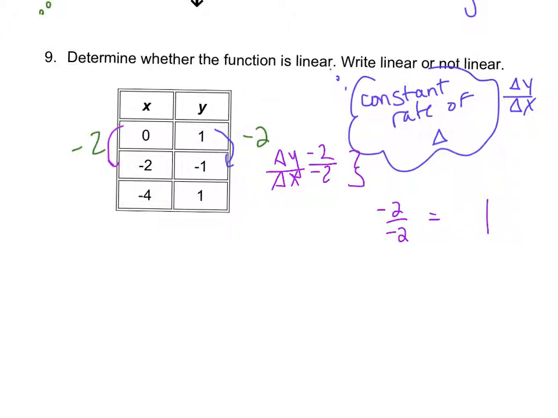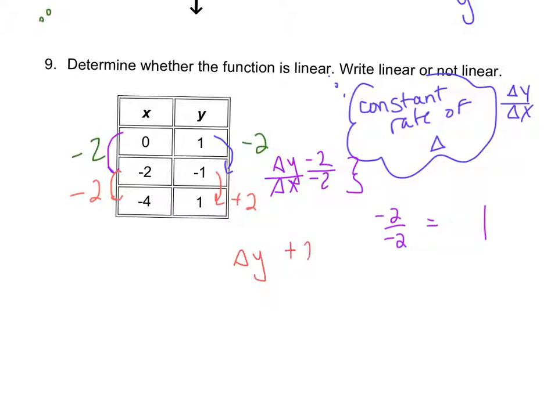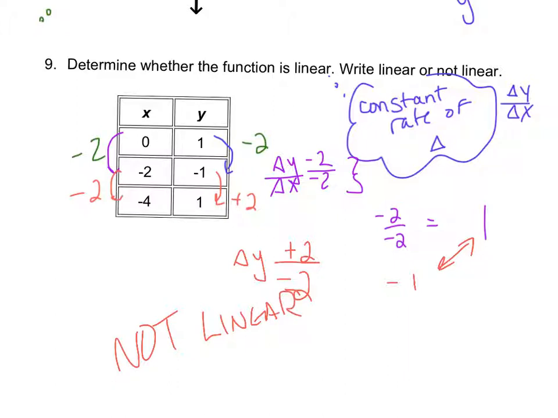Now I go ahead and do the next rate of change. From negative 1 to 1, I went up 2. Think of it as going from negative 1 to 0 and then to 1. So you went up 2. From negative 2 to negative 4, you went down 2. So the second rate of change is positive 2 over negative 2, which gives you negative 1. Not the same. So it is not linear. Remember that if it had been the same, then it would be linear.